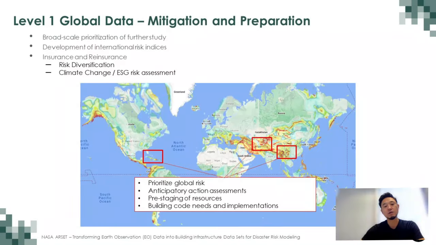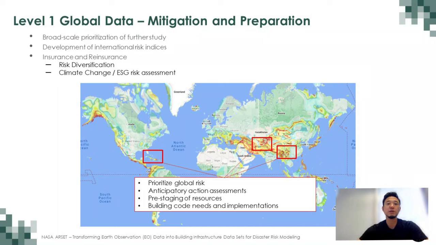So how can level one global data sets be used for mitigation and preparation? Reminder, this is a global data set, so they should be broad-scale prioritizations for further studies. You might look at the SDG framework and international research prioritizations. These SDG and Sendai frameworks mandate each country to look at risks. So they should be able to look at a global scale to determine where that's more important and where there should be priority amongst NGOs to look at.